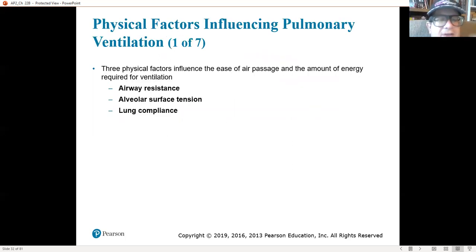So, what factors affect the ventilation, the movement of air? Resistance, alveolar surface tension, and lung compliance, how much the lungs want to stretch or not stretch. And airway resistance, you'll remember, that's that smooth muscle in the bronchioles. What are we doing? Are we bronchioconstricting or bronchiodilating?